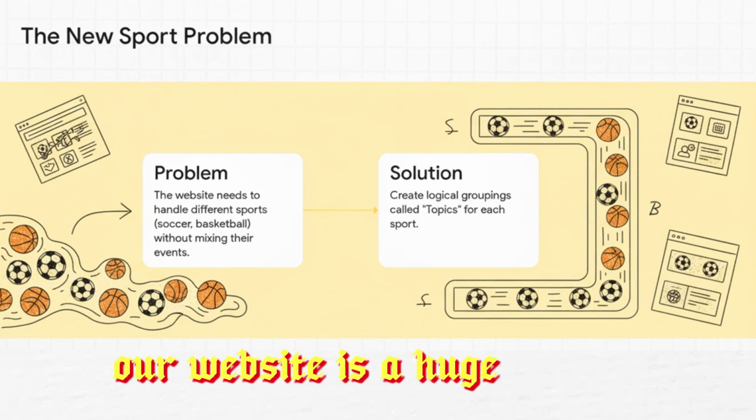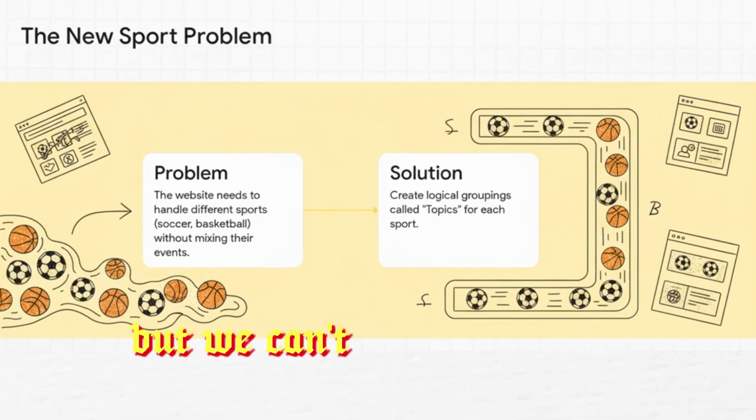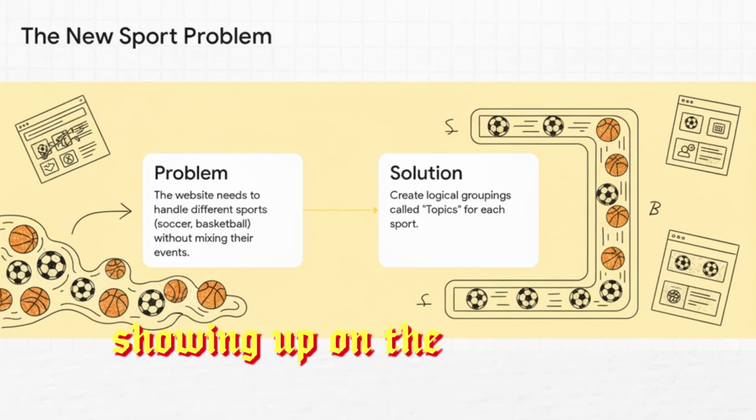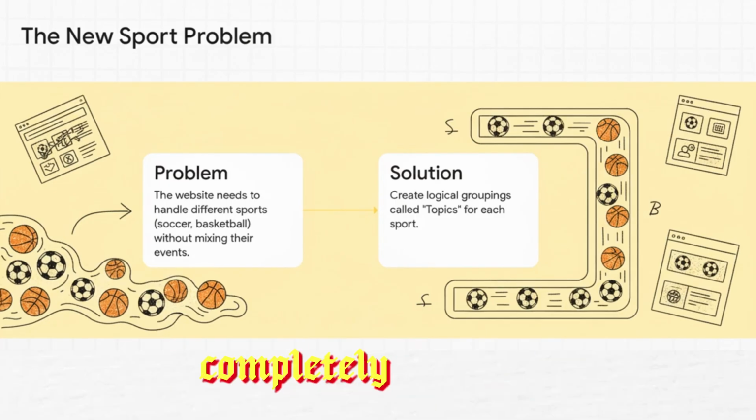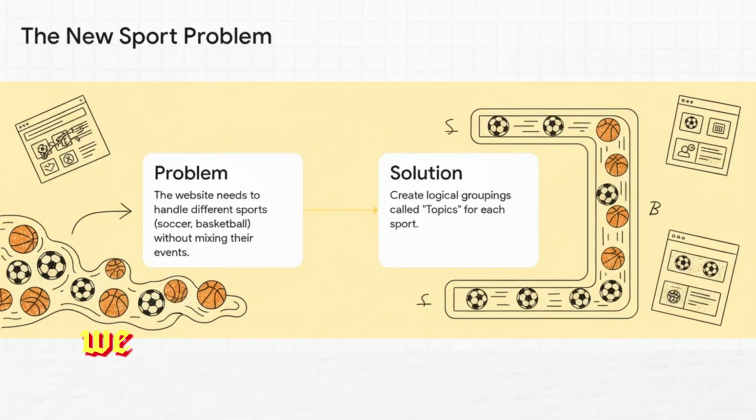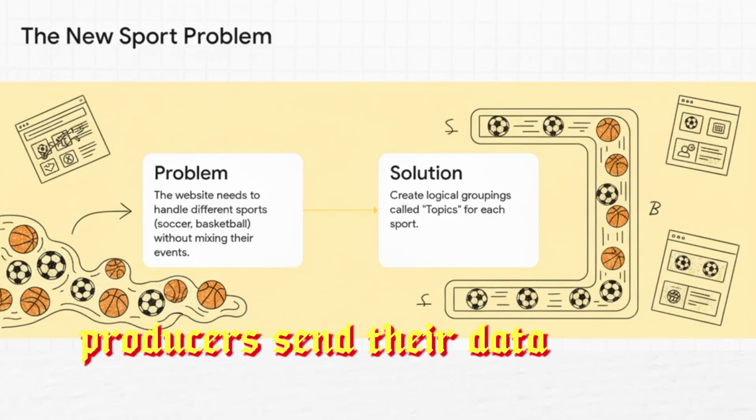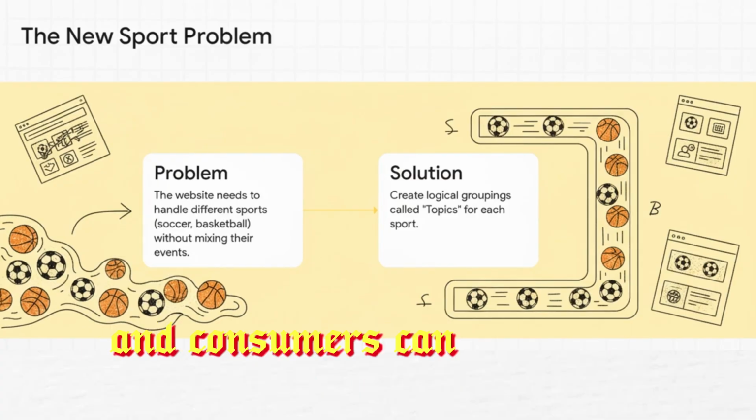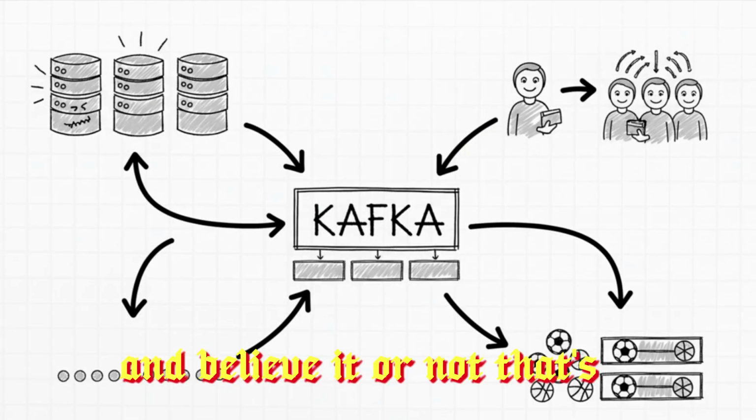All right, one last challenge. Our website is a huge success, and now the boss wants to add basketball updates too. But we can't have a LeBron James slam dunk showing up on the World Cup feed, right? We need a way to keep these different streams of data completely separate, and this is where the idea of topics comes into play. We can create a soccer topic and a basketball topic. Producers send their data to the right topic, and consumers can choose to listen only to the topics they care about.